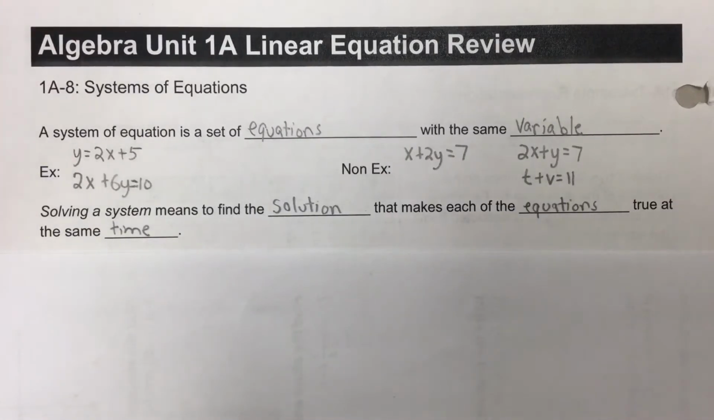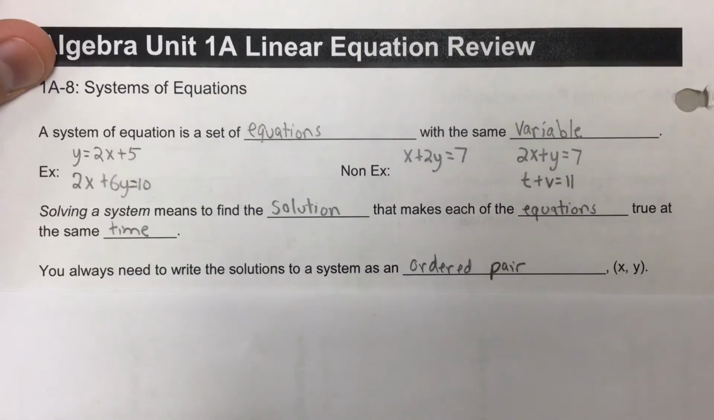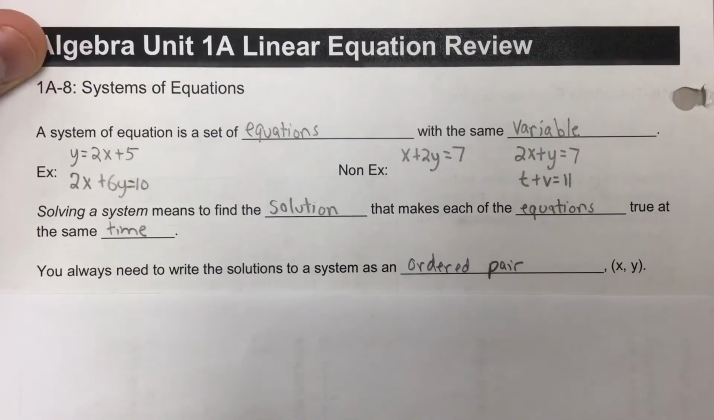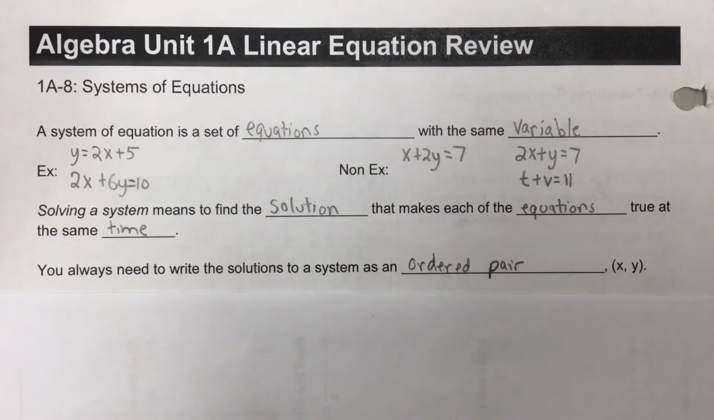Solving a system means to find the solution that makes each of the equations true at the same time. You will always need to write the solutions to a system as an ordered pair. And again, ordered pairs are always parentheses and x comma y.